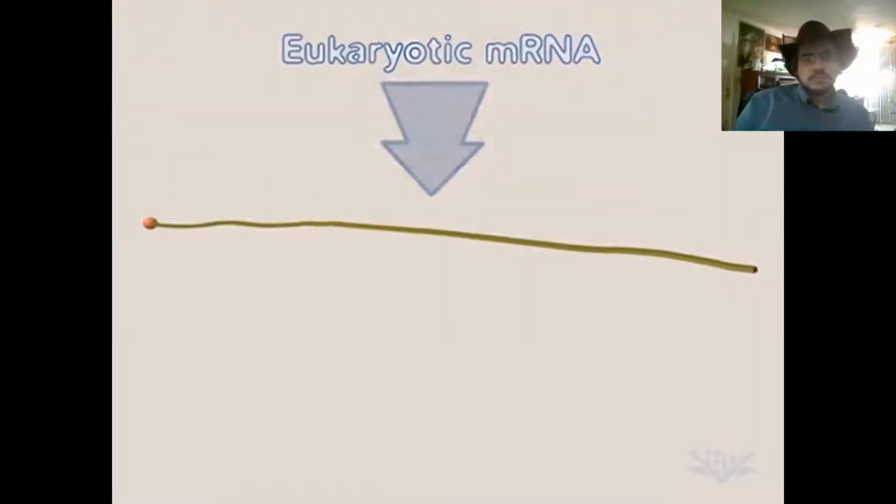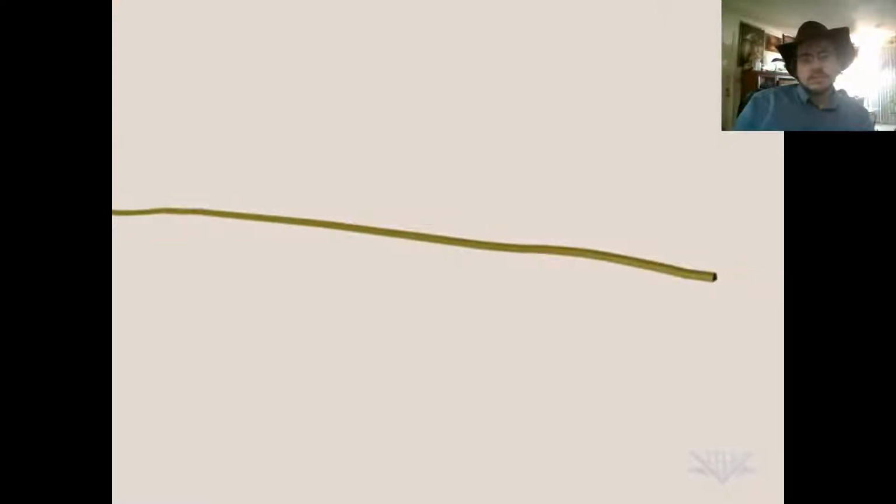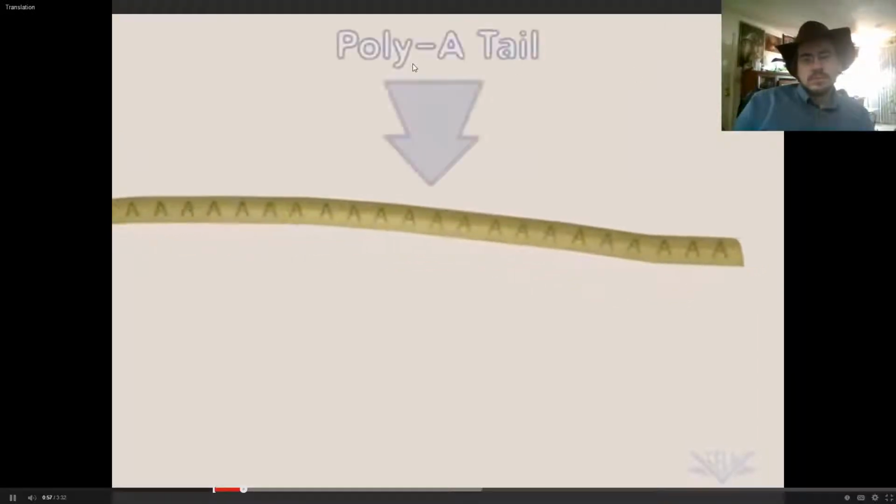mRNA, the substrate for translation, has a unique 3' end called the poly A tail.